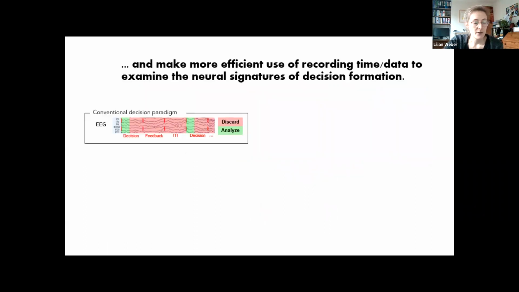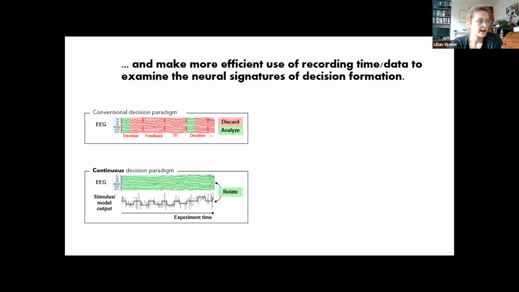And the other thing that this paradigm allows us to do when we record EEG data is make more efficient use of the data that we're recording, because in a conventional decision paradigm, we would only use a fraction of the EEG signal that we've been recording to actually estimate the neural signatures of decision formation, because there would be other parts of the paradigm, like intertrial intervals, which are non-informative, and so we would just basically discard this data. But in this new paradigm, we can use every sample of EEG data because participants are continuously engaging in this task and they're continuously integrating evidence, so they don't really get a break during these 5-minute blocks.